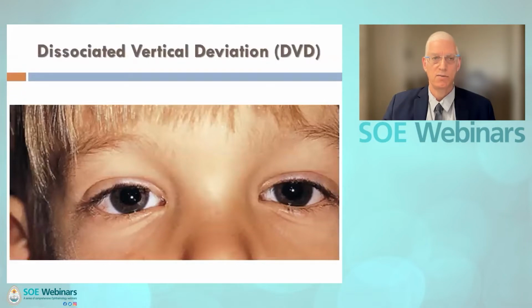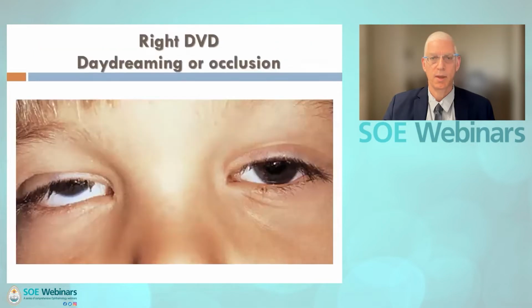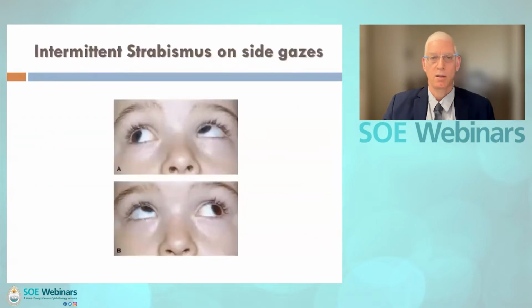DVD, or dissociated vertical deviation, is part of the infantile strabismus complex, or occurs following other congenital causes that disrupt early development of binocular vision. It manifests when the subject daydreams or when the affected eye is occluded. Most often, this represents a benign condition that does not require a neurological workup. The following example will illustrate intermittent strabismus that is apparent only on side gazes.